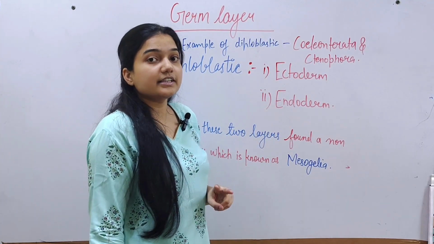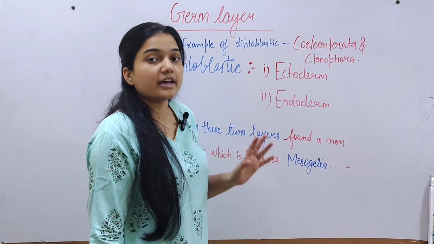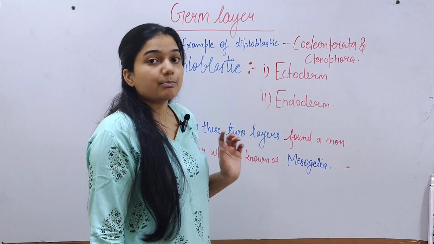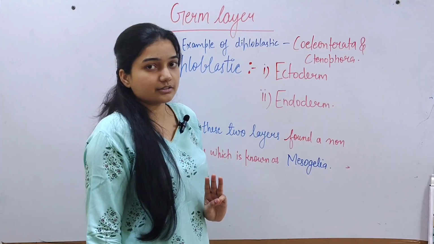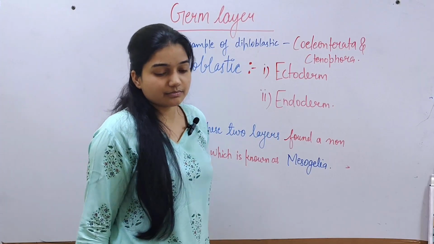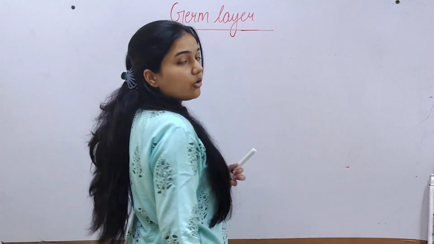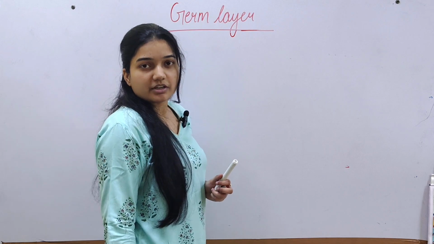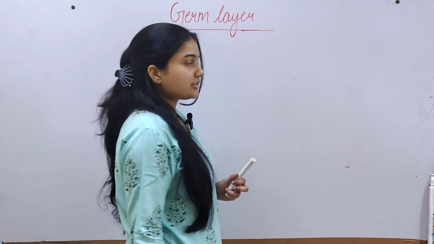Now I take the second type of the germ layer which is known as triploblastic, because of the number of the layers found in triploblastic. Now I explain the second type of the germ layer which is triploblastic.